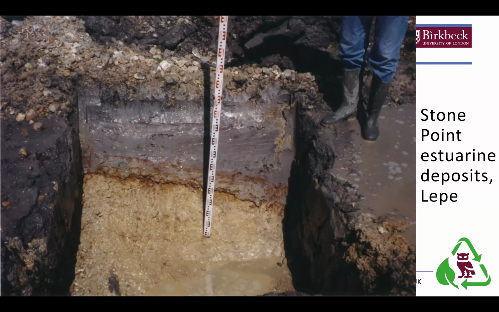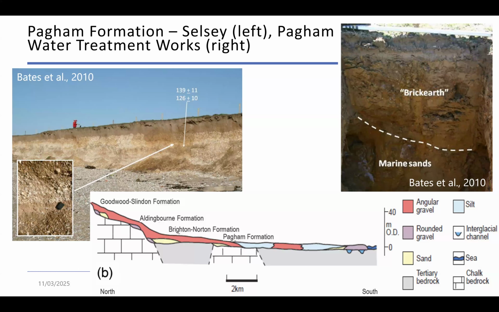So this is not a great picture of the Stone Point estuarine deposits because they get a lot thicker and they've got peat beds in them. But this is at the most landward extent where it sits on top of river gravels. And then this is just a couple of pictures of what the Pagham Formation looks like. So the best version of it is in a very low cliff at Selsey on the left there, which we OSL dated. And then the picture on the right from Pagham Water Treatment Works is much more common.